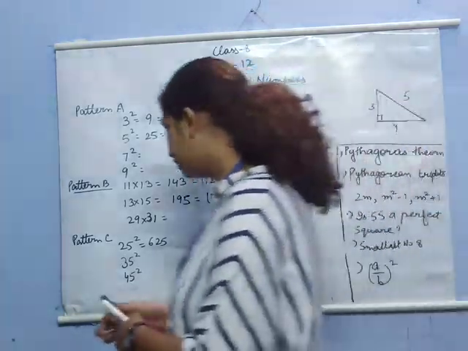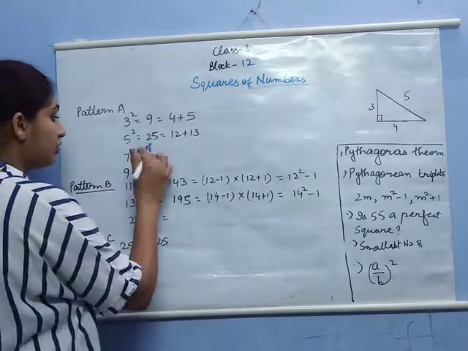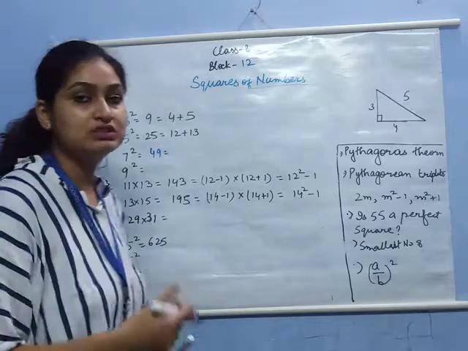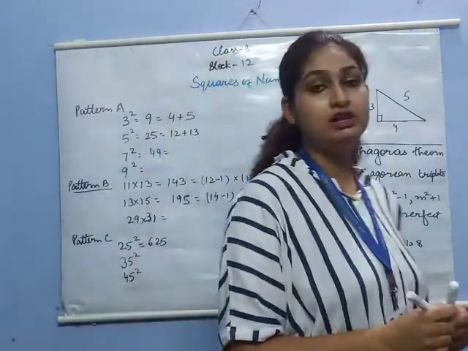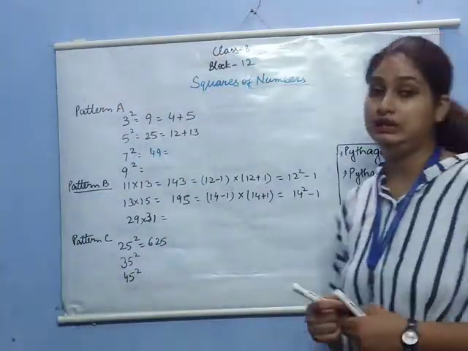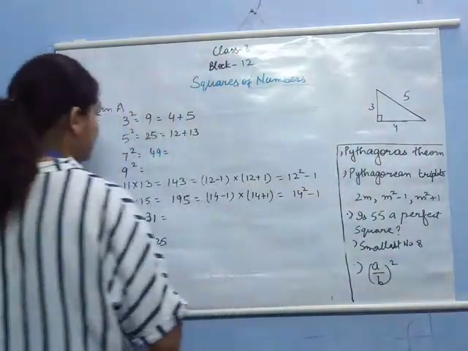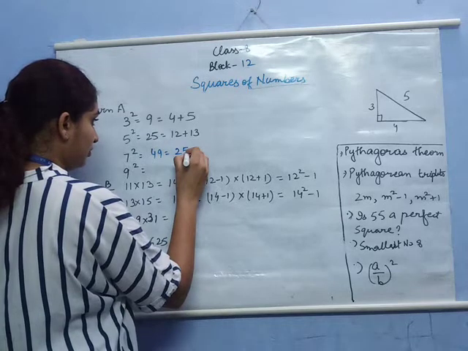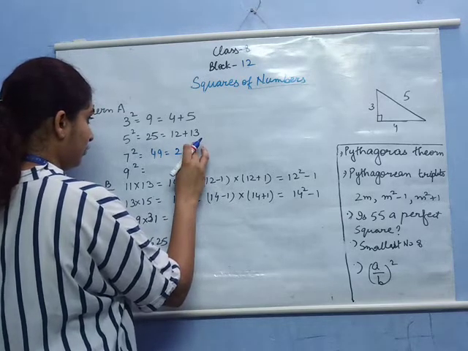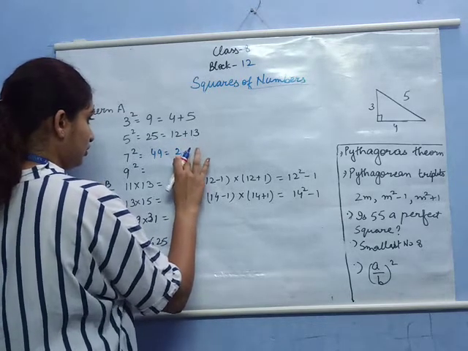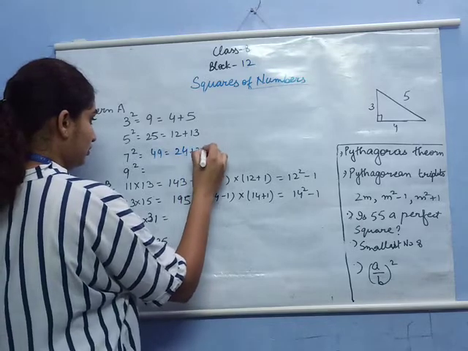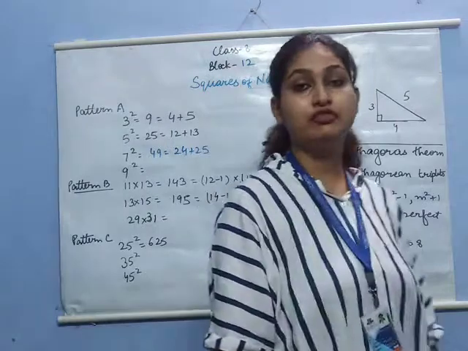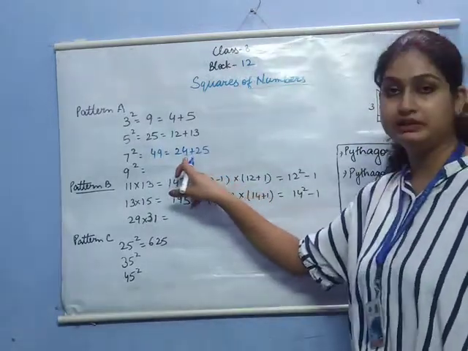Now I have to find it for 7 square. 7 square is 49. Which two consecutive numbers can I write so that their sum will add up to 49? Just think about it. 24 and 25. How did I do this?